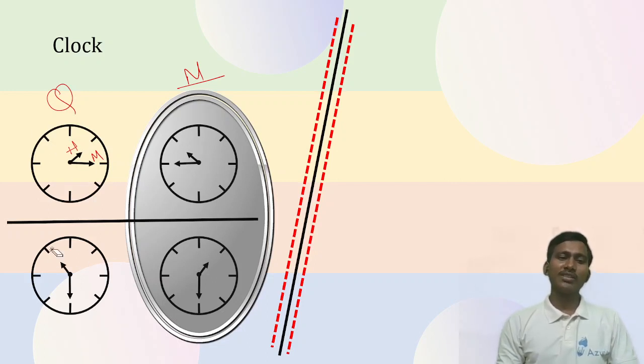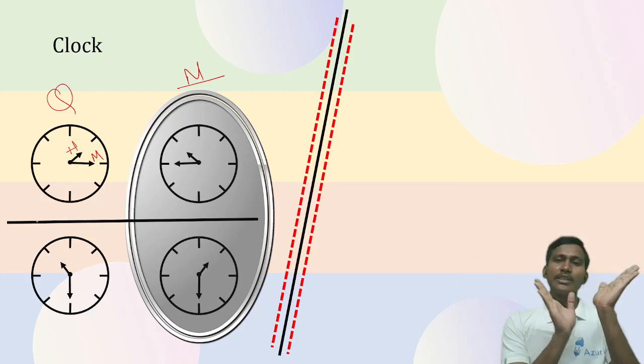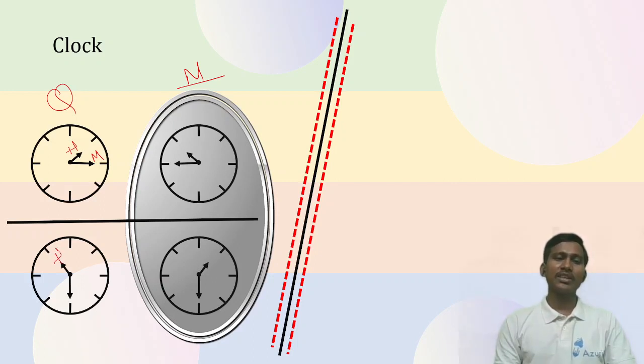Now what about this? Here it is going away from the mirror, then it should also go away from the mirror, that is the hour hand. So what is happening to the hour hand? It is going away from the mirror.